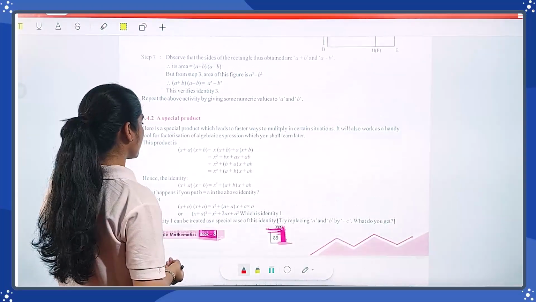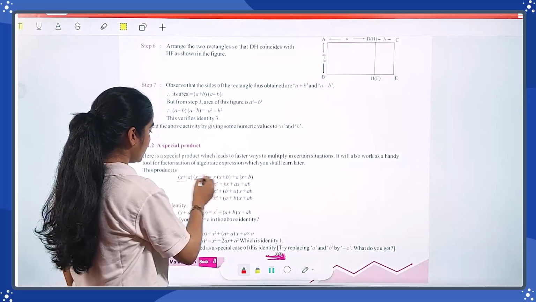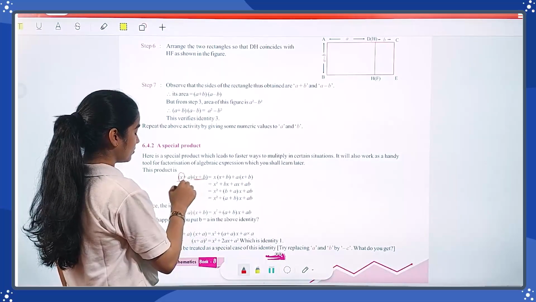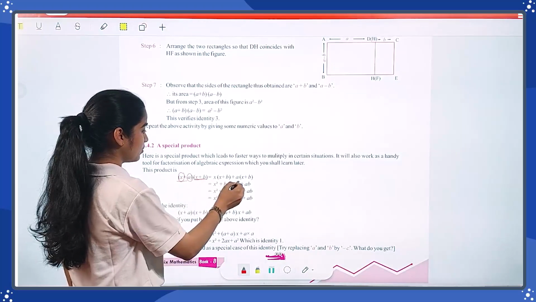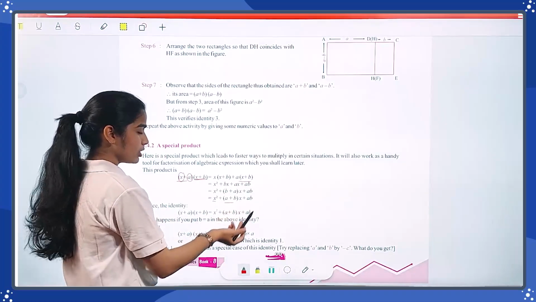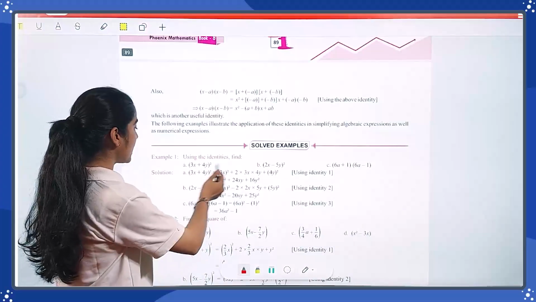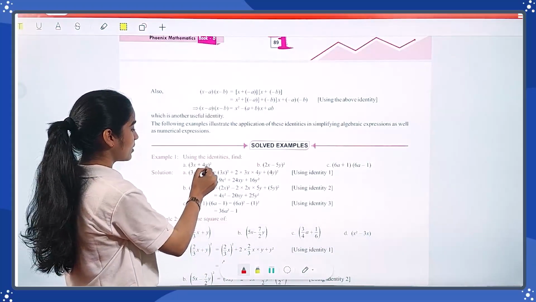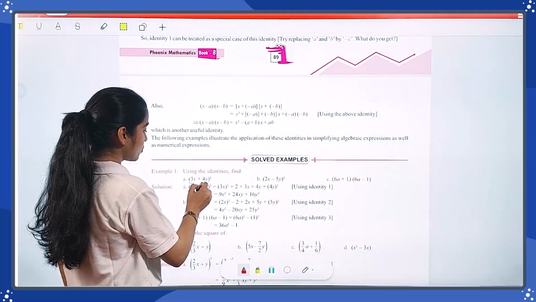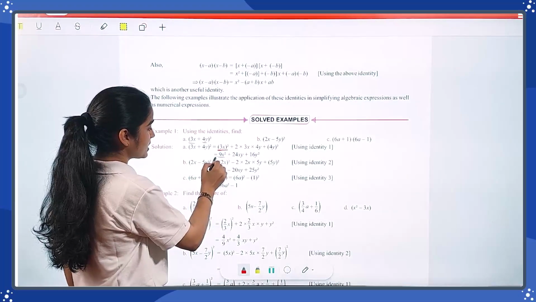Now a special product, x plus a, x plus b, which means x is multiplied with the whole binomial and a is multiplied with the whole binomial, which is x square plus a plus b x plus ab. We already learnt about this, right? Now using the identity, 3x plus y whole square, which means 3x square plus 2ab, wait, 3x square, which means 9x square.